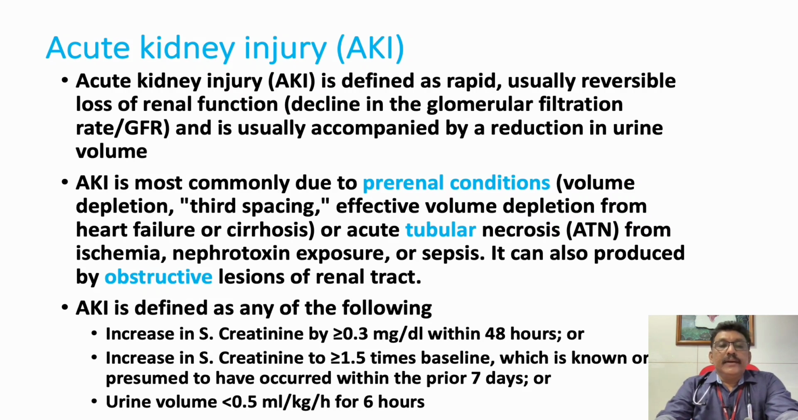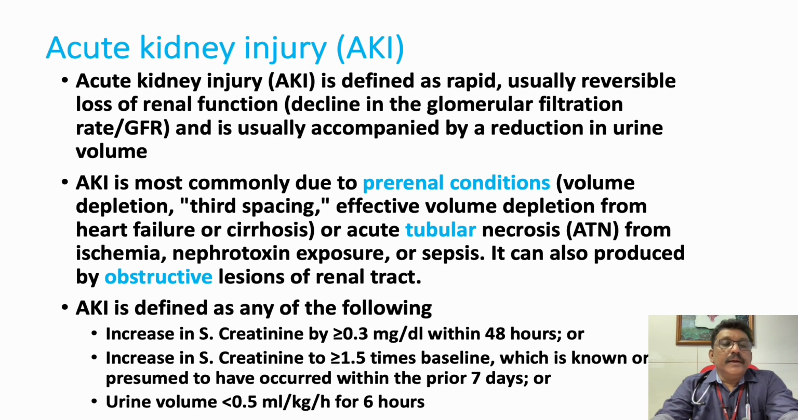Acute kidney injury is defined as an acute, usually reversible loss of renal function, that means a decline in the GFR. It is associated with reduction in urine output. So most patients with acute renal failure can have acutely reduced urinary output. It can be due to pre-renal conditions, renal conditions, and post-renal or obstructive conditions. We will see all these things afterwards.